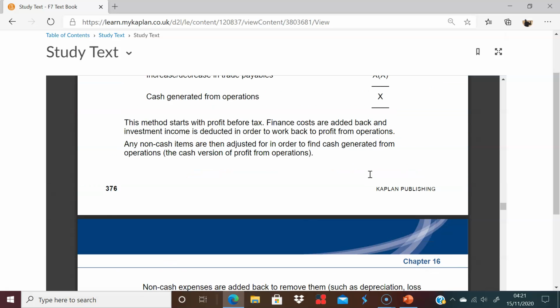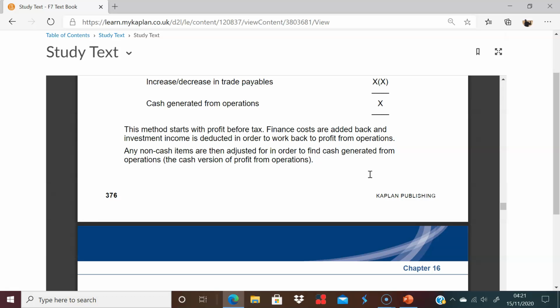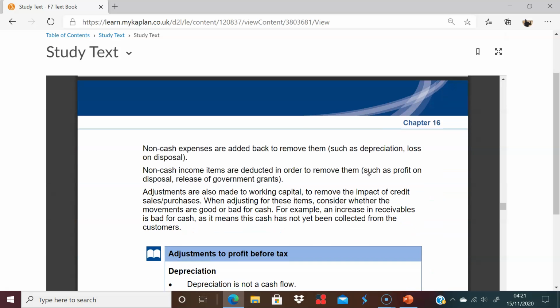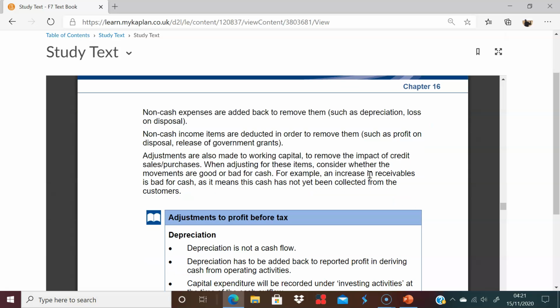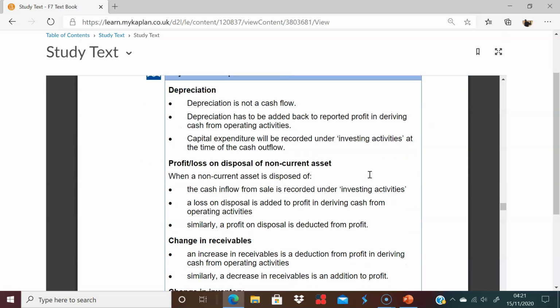Non-cash, again, the key point here, just highlighting all of this, is that I'm on 10 minutes already. Any non-cash items are adjusted in order to arrive at cash generated from operations, of course. Non-cash expenses are added back to remove them, such as depreciation, loss on disposal. Non-cash incomes are deducted, and adjustments are made to working capital, if you like, as well.